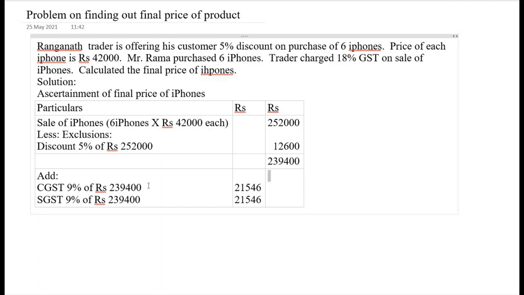That will get rupees 21,546. So when we take the sum of this, that comes to rupees 43,092. Then the final price equals the sum of this, which will be 2,82,492. So this is how we need to compute. Thank you.